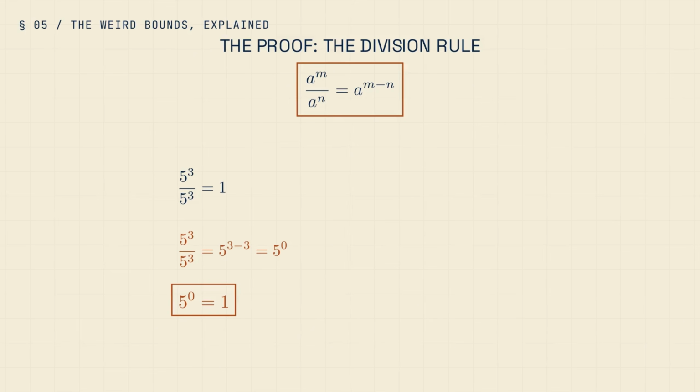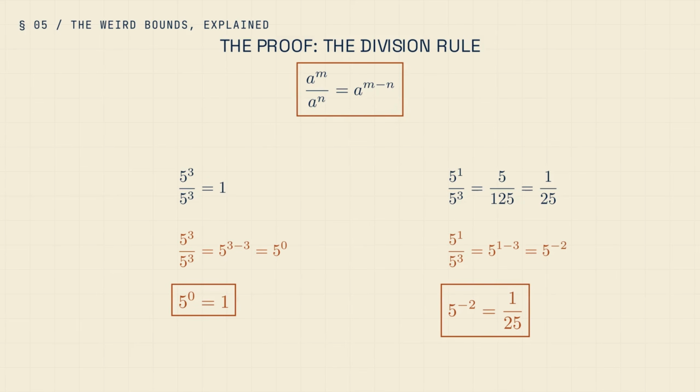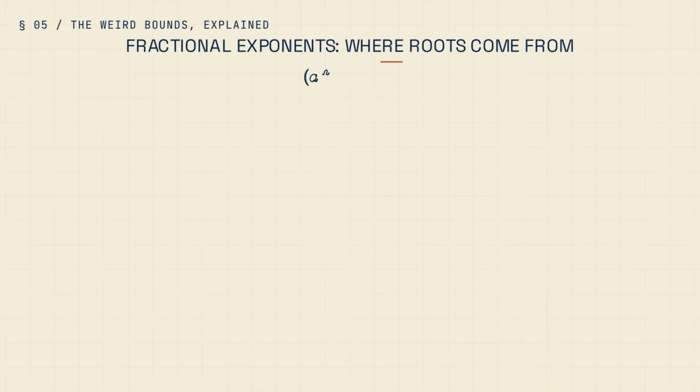Let's do 5 to the 1 over 5 cubed. That's 5 over 125 or 1/25th. By the rule, that's 5 to the 1 minus 3. So 5 to the negative 2 power. So 5 to the negative 2 is 1 over 25. It just fell out of a rule we already tested. It divides by 5 2 times, which gives us 1 over 25.